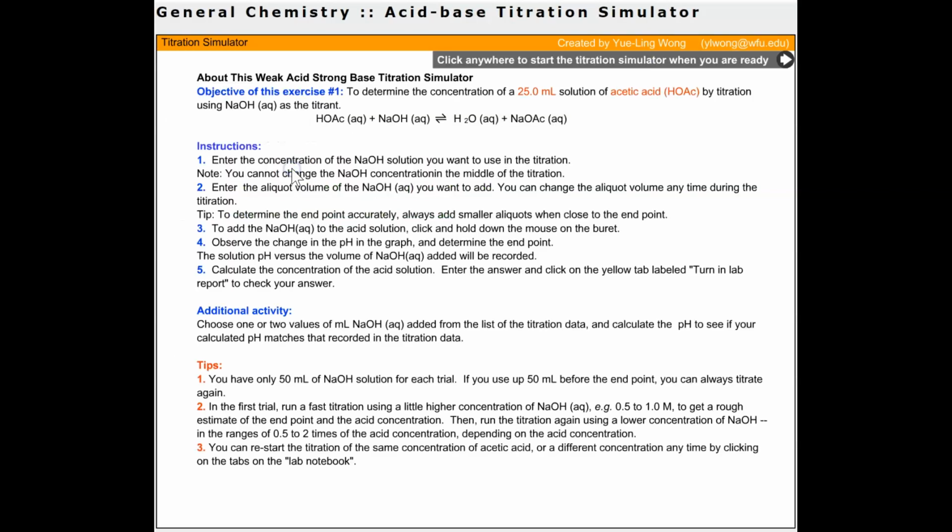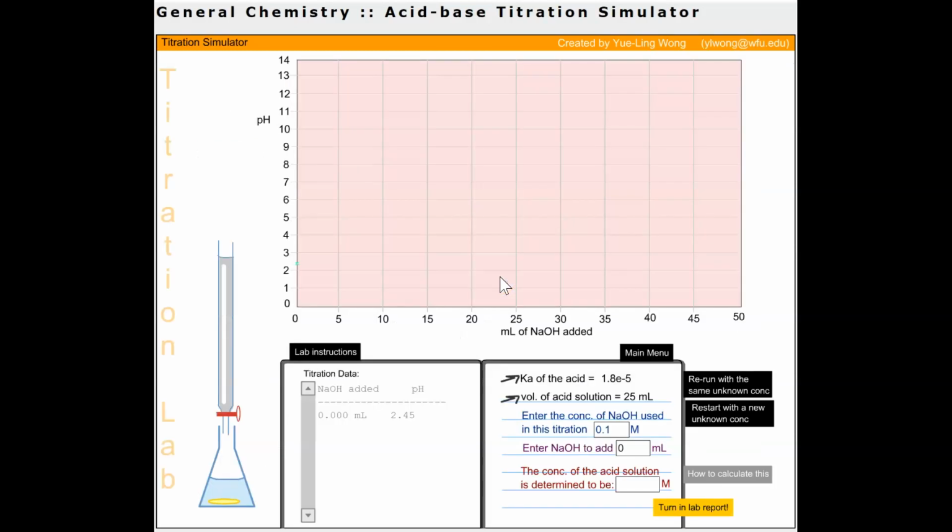So we're going to click Find the Concentration, and we're going to read the instructions. And once you're ready, you're going to start your titration. So we see the Ka of the acid, we see the volume of the acid. We don't know the concentration of the acid, and so we're going to do a couple trial runs to see what that concentration might be and to try and get an appropriate curve.